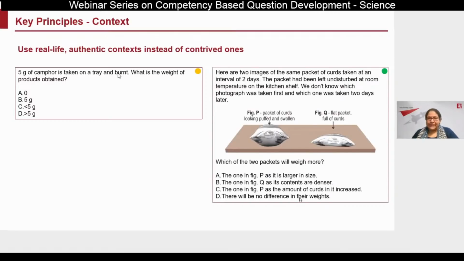I have put another example here, which is more real life and very specific. The camphor one was also real life, but this is something all of us have seen in our kitchens, right? And the way it asks options also promotes further thinking. I'm not going to read the question because of the limited time in this webinar. But I would want you to focus for a while on options A and C, because both options address different misconceptions that can be brought out.